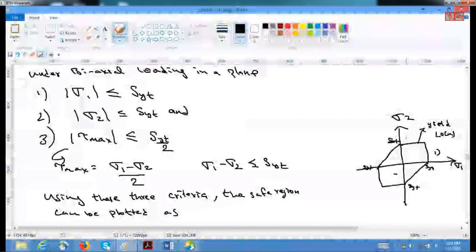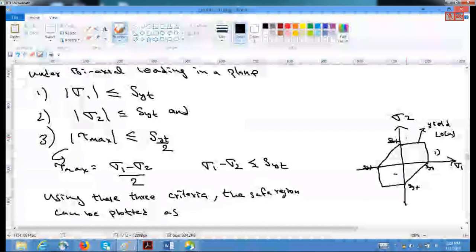In the different regions, this will completely define the shear stress criteria. Now there is a second kind of criteria, which is Coulomb-Mohr theory. Coulomb-Mohr theory in the ductile case, your SYC is not equals to SYT. In that case, what will happen?